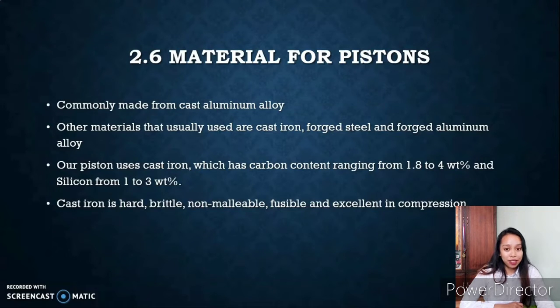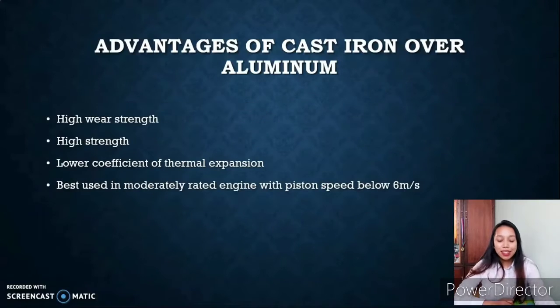There are several characteristics of cast iron, such as it is hard, brittle, non-malleable, fusible, and also excellent in compression. There are several advantages of cast iron over aluminum. Firstly, it has a higher wear strength. Secondly, it has a higher strength, as the strength of aluminum alloy piston rapidly decreases as the temperature increases. Next, it also has a low coefficient of thermal expansion, thus less clearance between the cylinder wall and the piston ring.